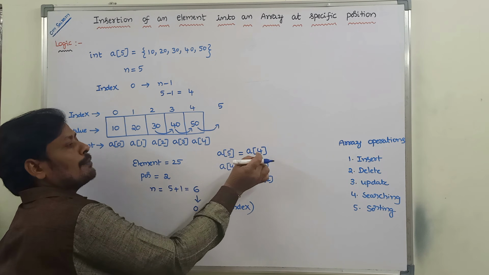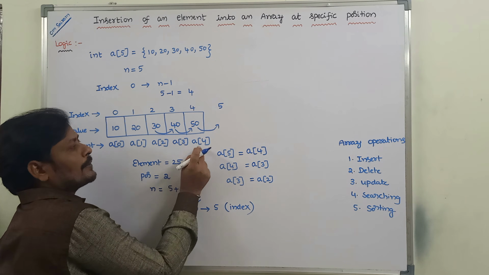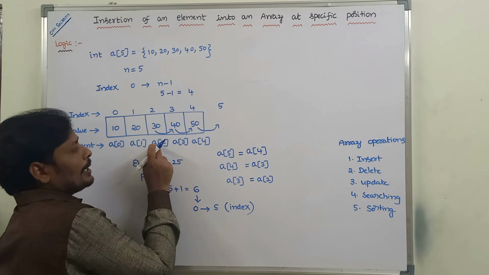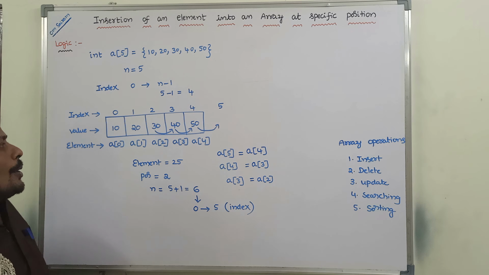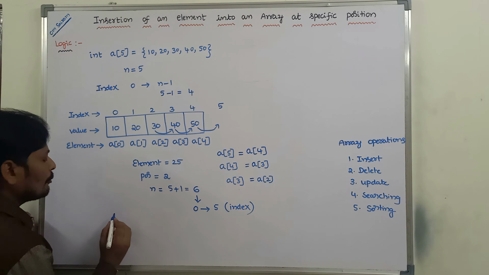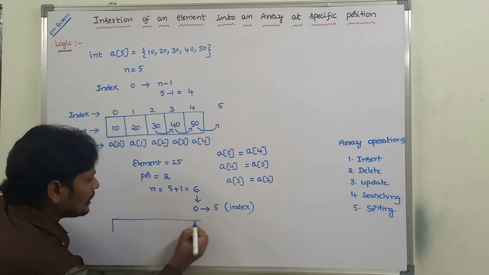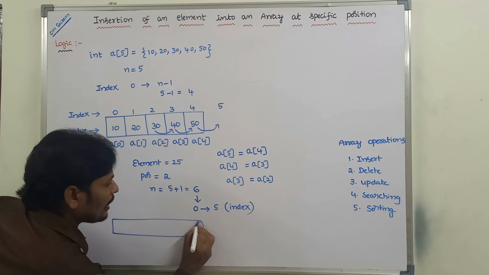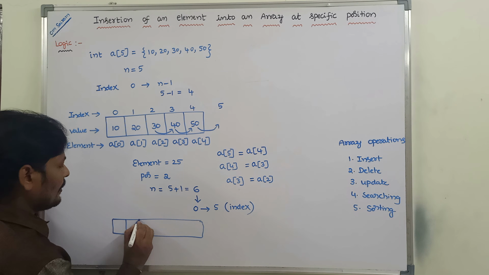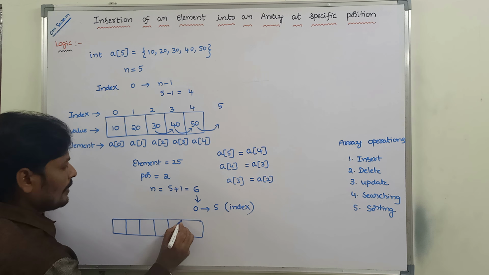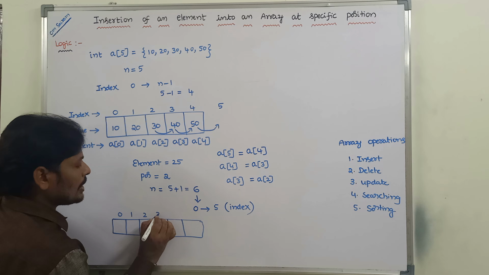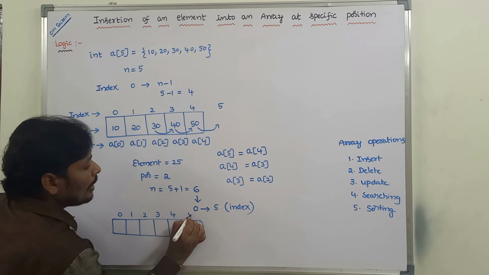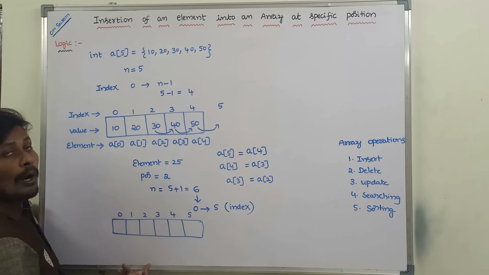A of 4 can be moved to A of 5, A of 3 can be moved to A of 4, and A of 2 can be moved to A of 3. Okay. So, after moving one position to the right, the representation becomes this one. So, this is the 0 position, 1 position, 2nd position, 3rd position, 4th position and 5th position also, after inserting this element at this position.